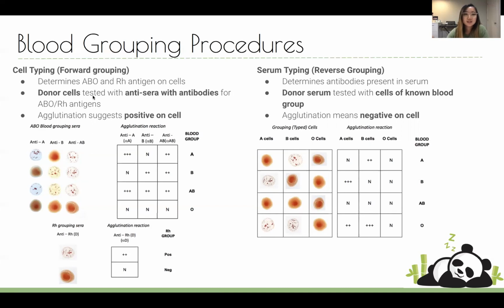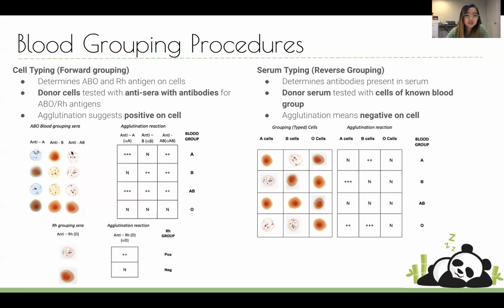So on each of these, you would test it with the opposite thing. When you take the donor cells, you need to test it with serum because you can't test cell against cell. And if you take the serum, then you need to react that with cells that you know. So with cell typing, your patient cells are tested with antisera, or just a serum that you know, with antibodies for ABO or RH antigens.